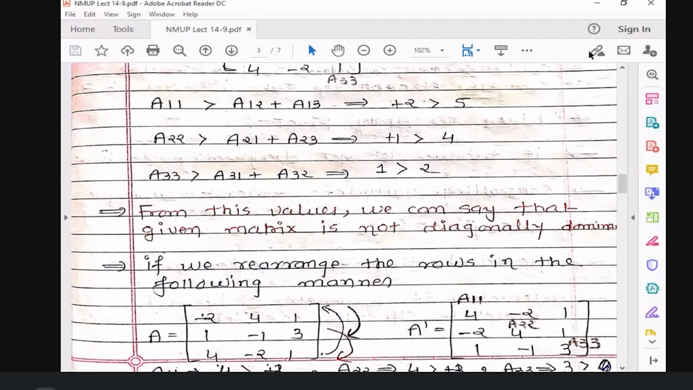Just write down in the chat box yes or no. Are you getting this concept? Write down. Okay. Fine.